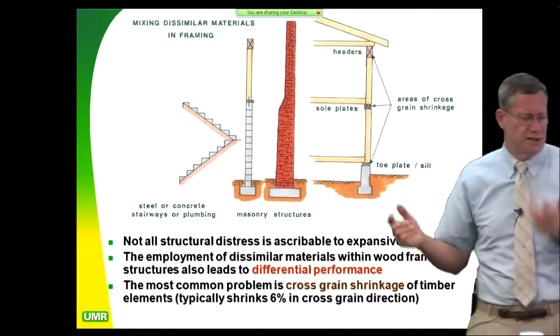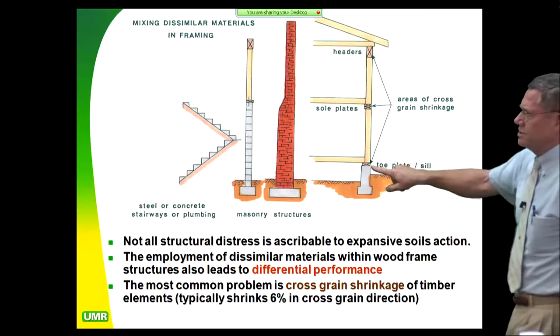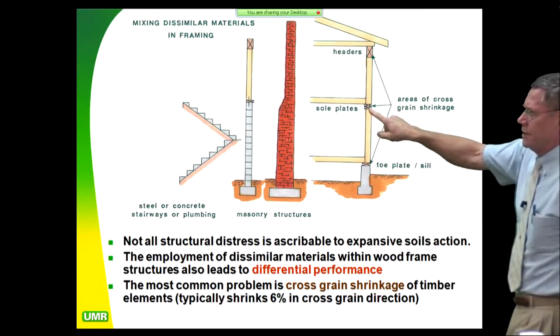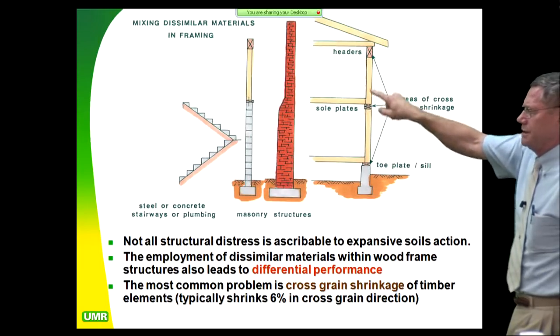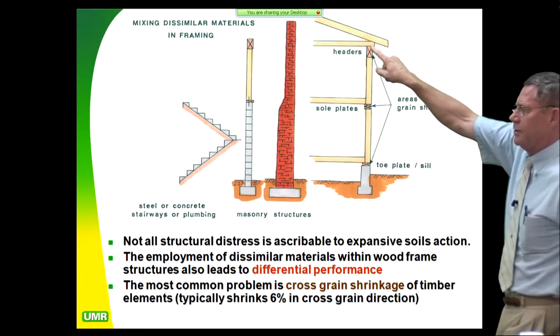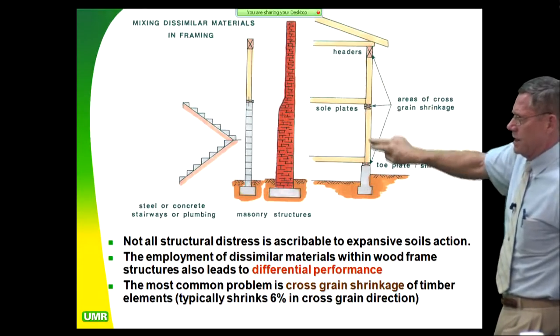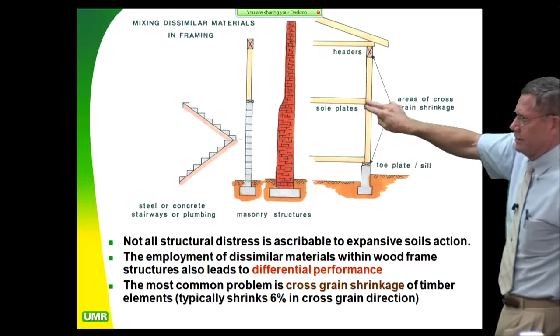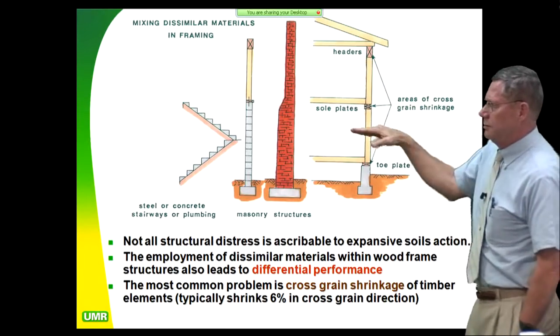Okay. This is what I was just talking about. If we actually look in here, here is your toe plate, then you come up here to the first floor and you've got two sole plates here, especially if you've got a lot of windows. Doing the same thing up here. They may have a big header across here for a big opening. These guys are going to do a lot of cross grain shrinkage, 6% at each one of those. You're going to get considerable movement.